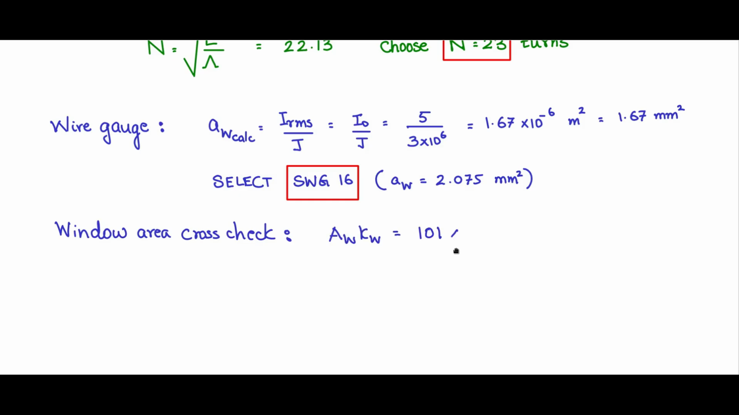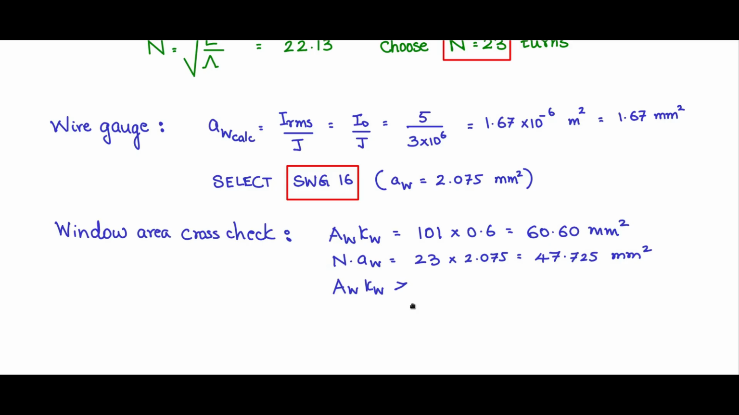AW KW is 101 mm square into 0.6, which is 60.60, and N into AW, that is wire cross section, as we have read out from the wire table, is 23 into 2.075, which is 47.75. And you see that AW KW is greater than N into AW, and therefore the inequality is satisfied, and you know that this number of turns of this gauge will fit into the available window area, and therefore the design is successfully completed.